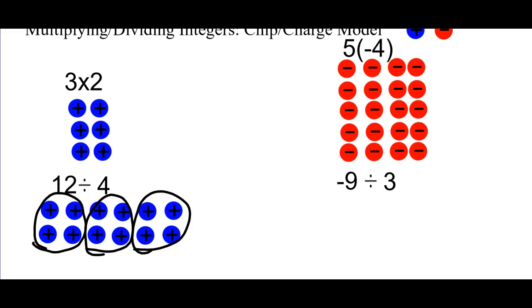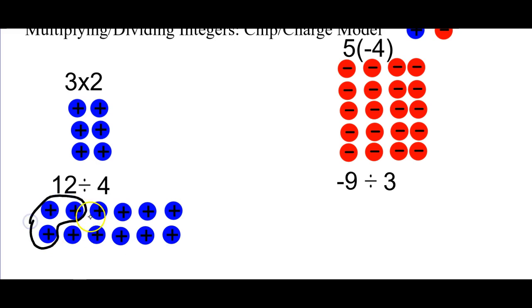You could also look at this. Maybe you're a student and you're grouping them like this. And so now I'm putting them into groups of 3, and it took me 4 different groups of 3. So here my answer is 3 this way.